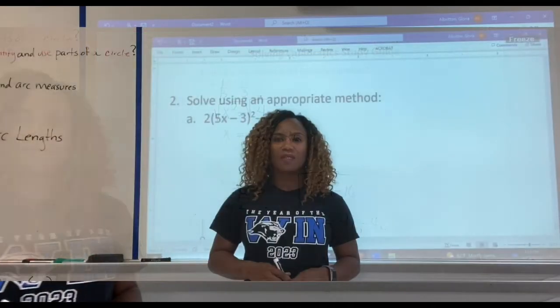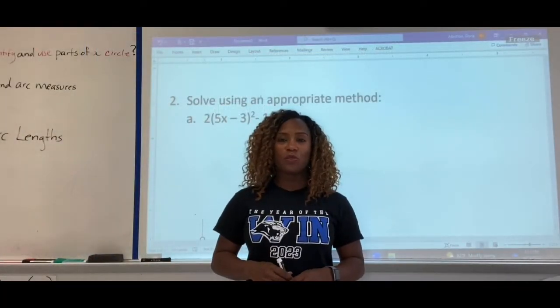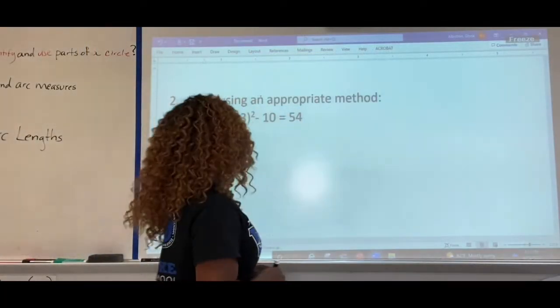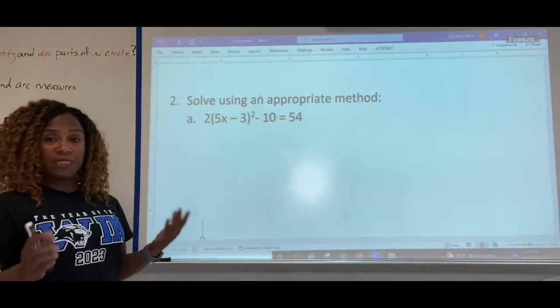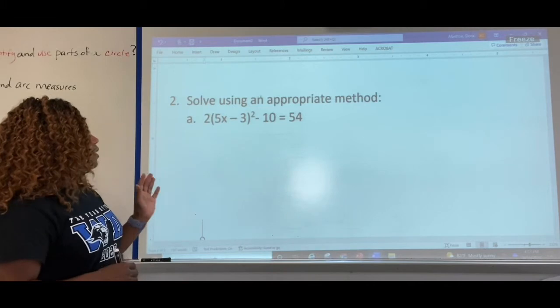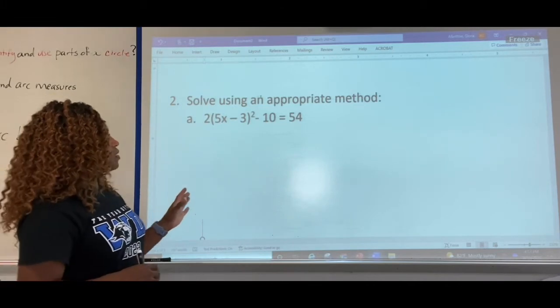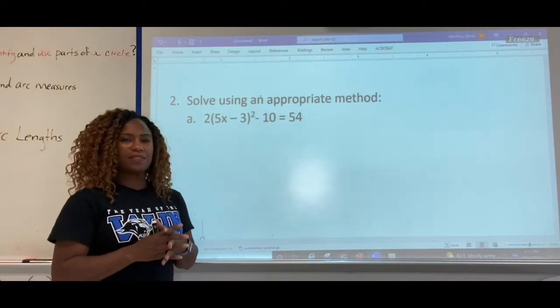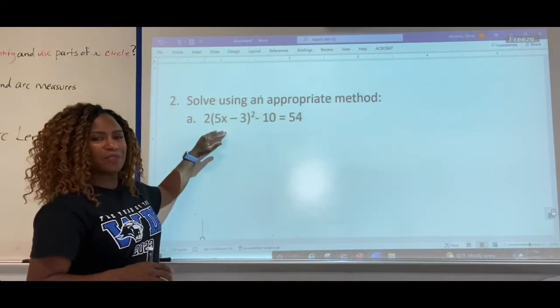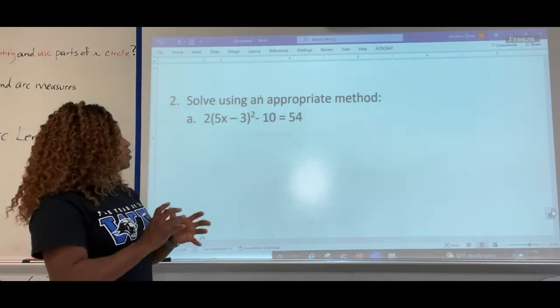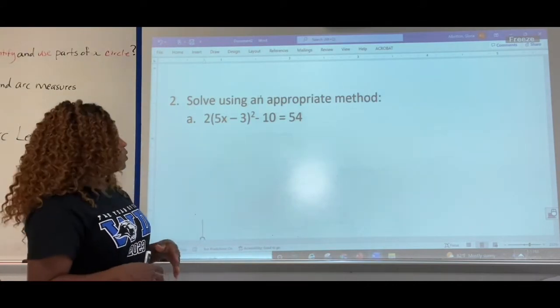All right, let's go on to problem number 2. So 2A. Here we're asked to solve using an appropriate method. And remember, we did learn about 5 different methods. And I think what we're going to do on this one right here is, first let's gather all our constants together on one side, and then let's keep this expression here so that we can start working out this problem, just to see what method would be most appropriate.